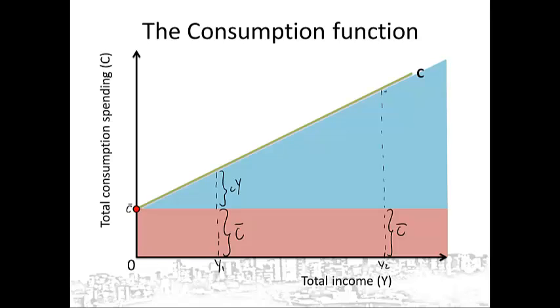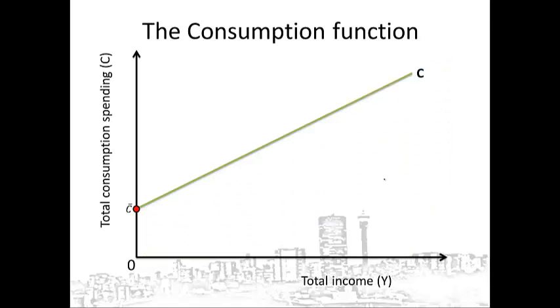However, my induced consumption will have increased dramatically. This is now my induced consumption, because induced consumption does depend on my level of income. As I get richer, I will consume more. So when the income level in the economy increases to Y1, consumption increases from autonomous consumption to C1.